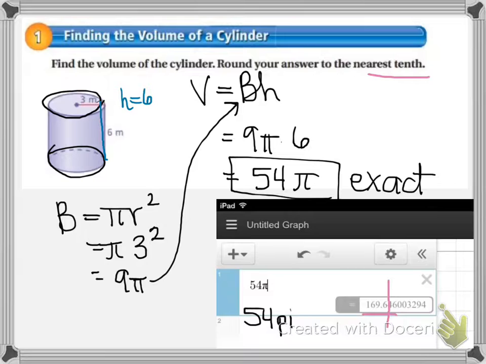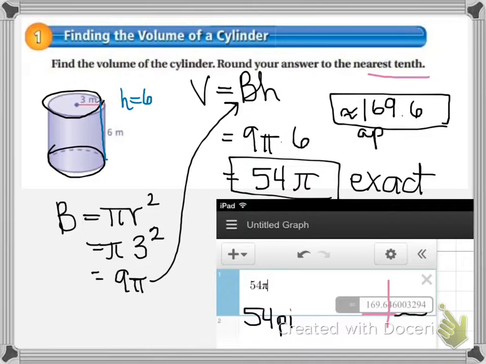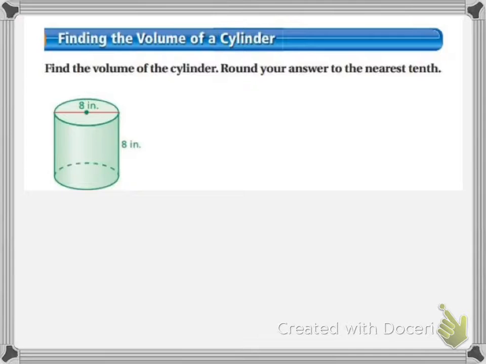So the approximate is going to be, and I'm going to put it here, I suppose, 169.6. This is not exact because I chopped off all these decimals, so this is an approximation.